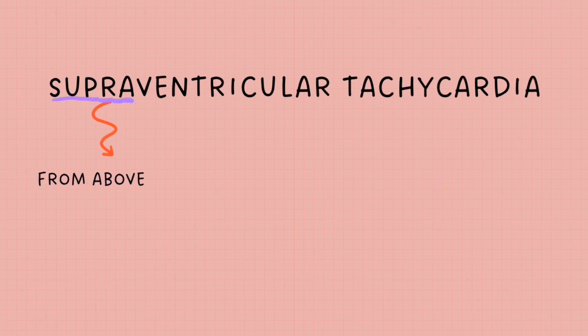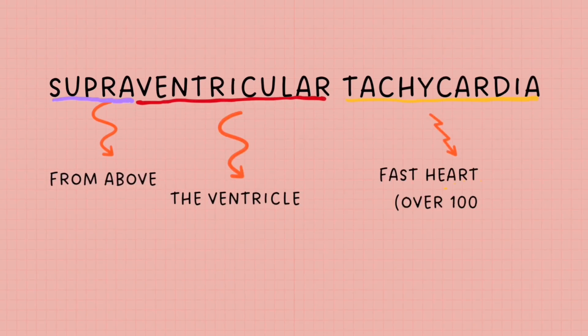Before we start any further, I'm going to explain the normal conduction system of the heart so that we can understand more about the pathophysiology of SVT. The name makes sense: supra means from above, ventricular is the ventricle, and tachycardia is a fast heart rate, which is more than 100 beats per minute.